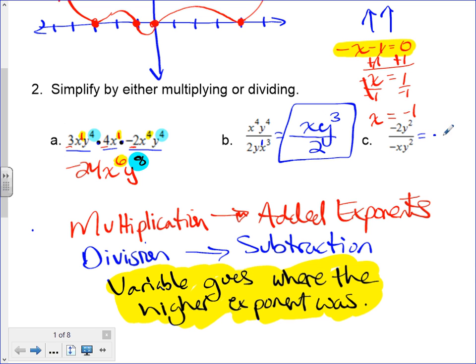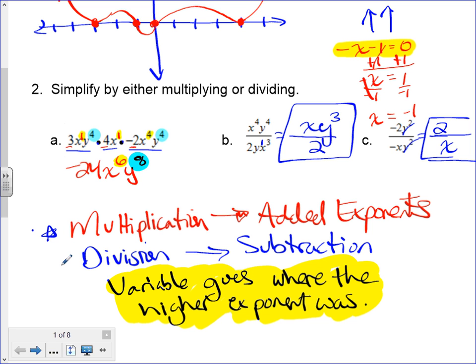Last but not least, 2. Does 2 have a partner? Negative divided by negative is positive. I'll keep 2 in the numerator. What about x? Does x have a partner? Nope. X is going to stay. What about the y's? Yep. 2 minus 2 is 0, so they reduce. And this is my final answer. Just 2 over x. Why don't you add y? You don't add because this is division, so you subtract. So 2 minus 2 is 0, so they reduce.